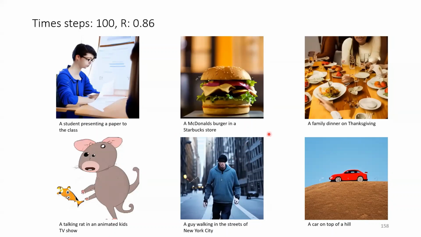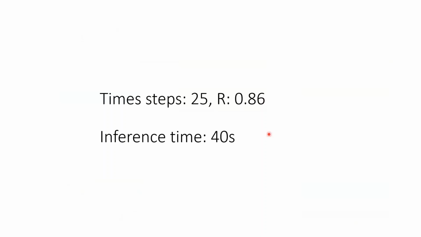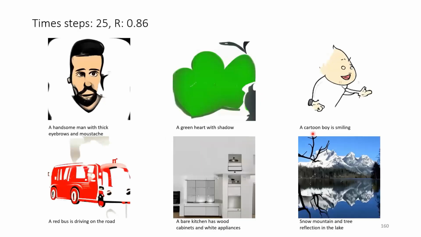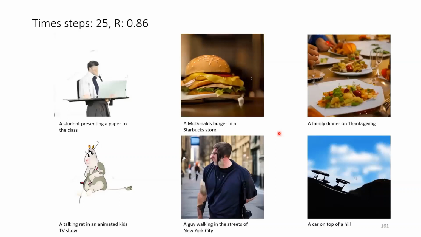And the next experiment is using the fast inference strategy which the paper has mentioned, which is basically making the inference time steps 25, while keeping the truncation rate at 0.86. Consequently, the inference time has come down to 40 seconds. And these are the results that the model has generated with the prompts given in the paper. And these are the results generated with the custom prompts that we have given.